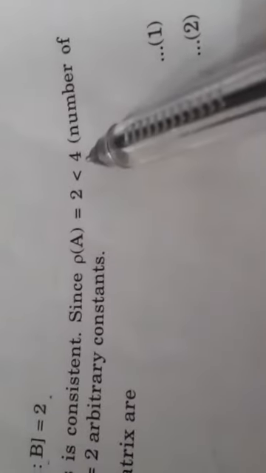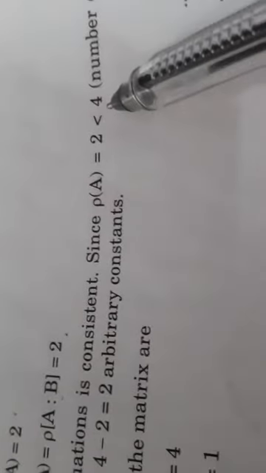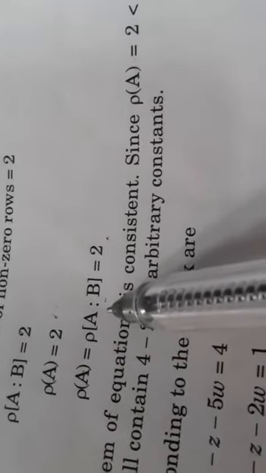Therefore the given system of equation is consistent, but this is less than 4, not equal to n. Rank of matrix A is equal to rank of A augmentation B but not equal to n. Therefore the given system of equation has infinitely many solutions. How to find the infinitely many solutions?